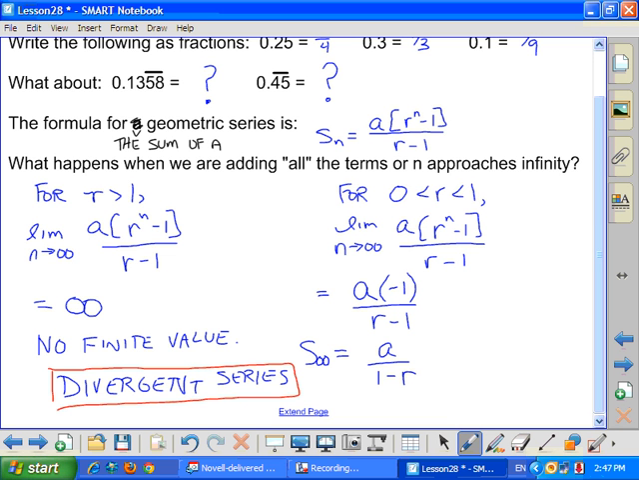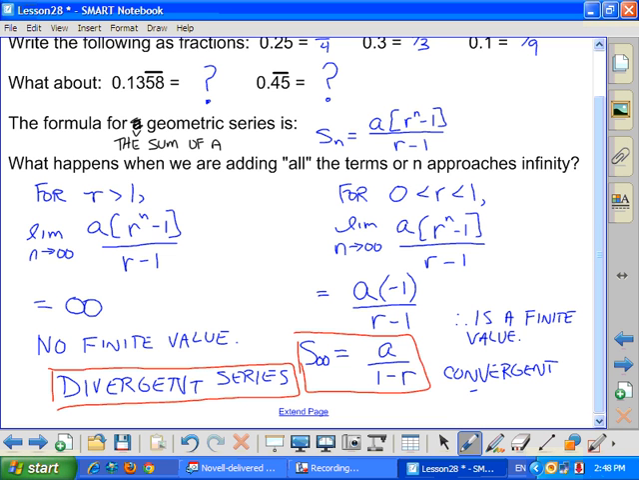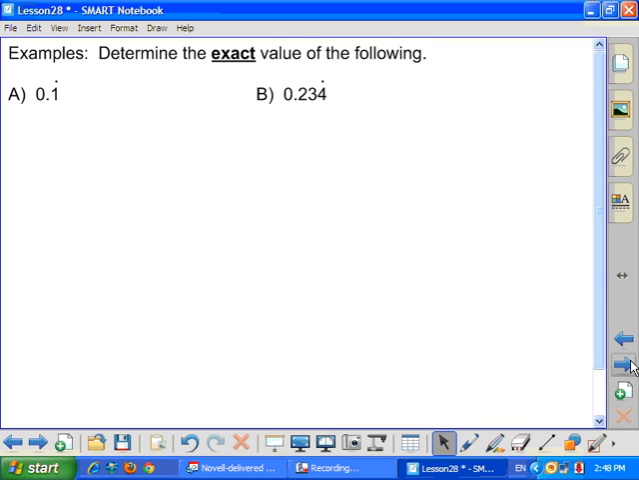So that means that if you have a set of numbers that are multiplied, something being multiplied that goes on forever, I can still tell you what the sum is. So therefore, there is a finite value. And we call this a convergent series. And that is because it converges on a particular value. Okay, so let's do some examples here.